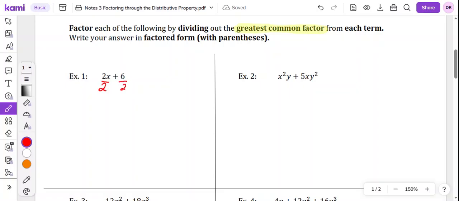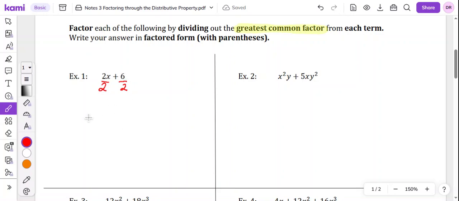Can we also divide 6 by a 2? And the answer to that is yes. And so we are dividing as much as we can because the most you can divide 2 by is itself. And we'll take that away from 6. Hence, we're bringing out the greatest factor. We also look at variables. We see the first term has an x with the 2. The 6 has no x, so they do not have an x in common.